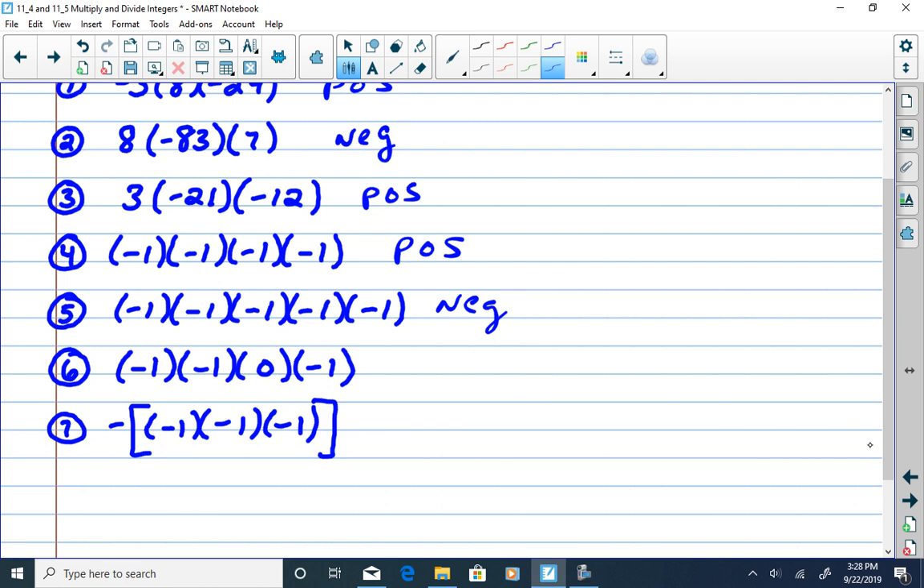All right, this next example 6, we have that multiplication property of 0. So that's going to be neither, right? That's going to be 0, right? Which would be neither positive nor negative.